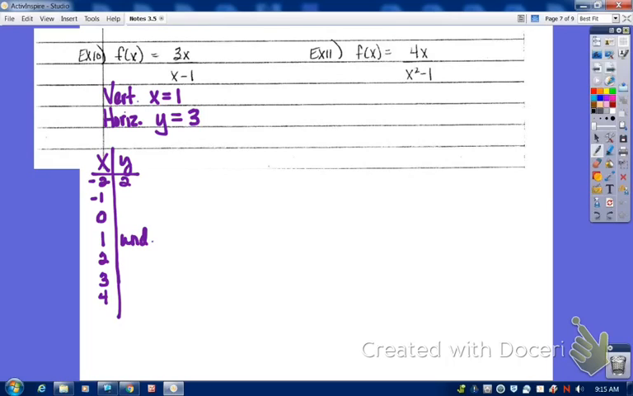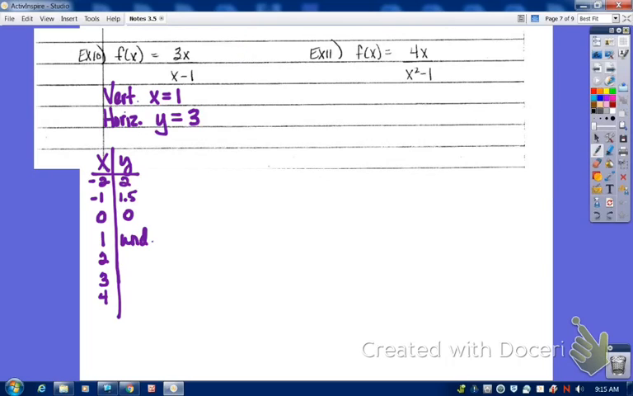X is -1, so that's going to give me a -3 in the top, a -2 in the bottom, so that's going to be +1.5. And I probably will use some decimals if it's probably easy for me to do in my head. When x is 0, you'll have a 0 in the top and a -1 in the bottom. 0 divided by -1 is 0.